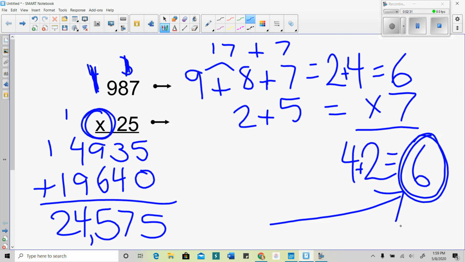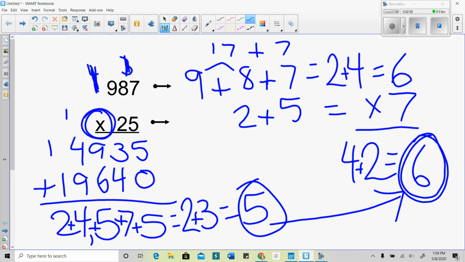And if it does not, it means I got it incorrect. So I'm going to start by adding 2 plus 4, and I get 6, and then 6 plus 5, and I get 11. 11 plus 7, and I get 18, and 18 plus 5 gives me 23. But remember, we have to keep going till we get that single digit, and 2 plus 3 gives me 5, not 6. So since those two digital roots do not match, I know I made a mistake somewhere.